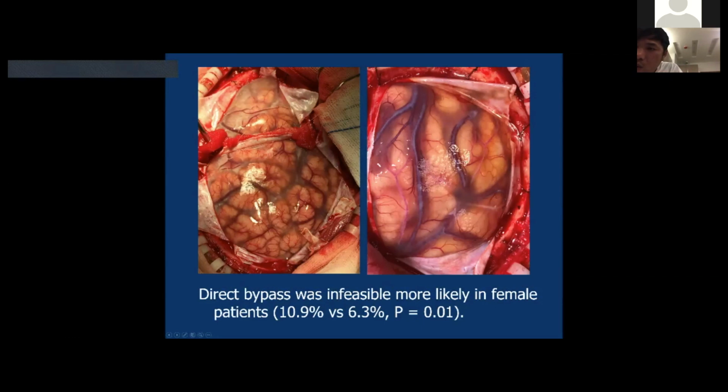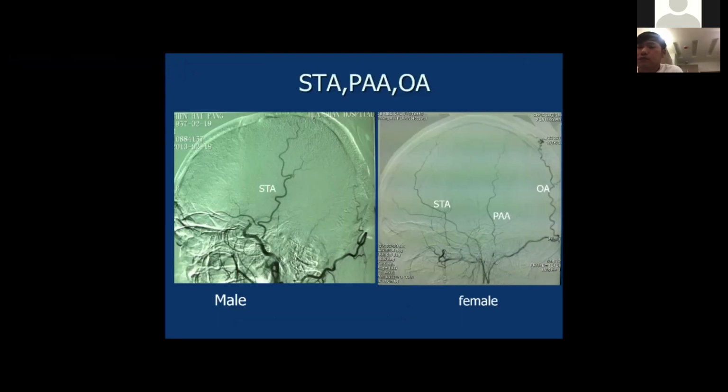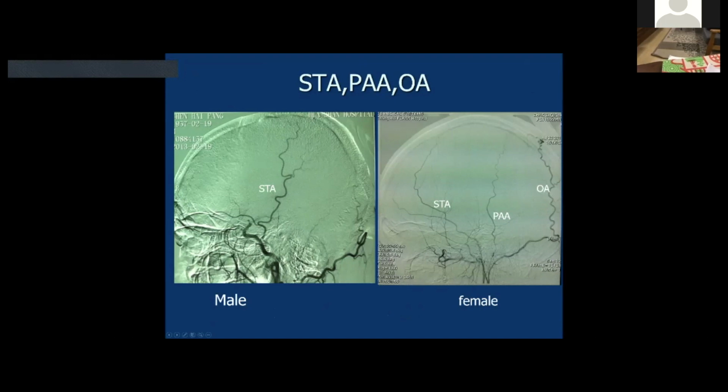It can cause congestion of the blood flow in this small vessel, and can cause a bleeding. The male patient's STA is normally larger than the female patient's. So this is an STA for a male, and in this female patient, we can see the post-auricular artery substitutes for the parietal branch of the STA.